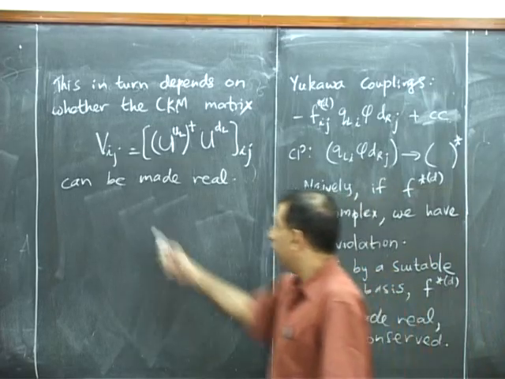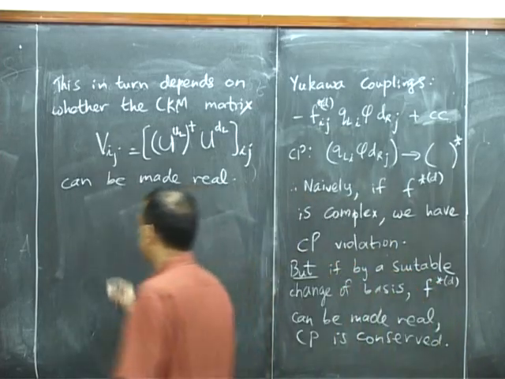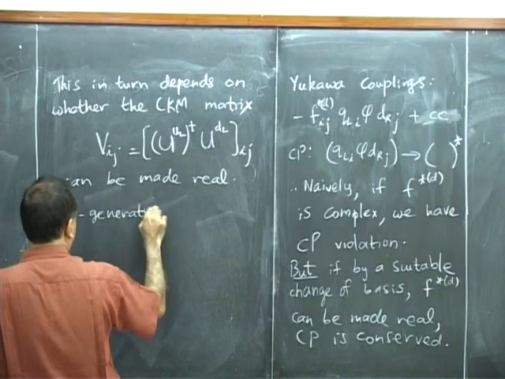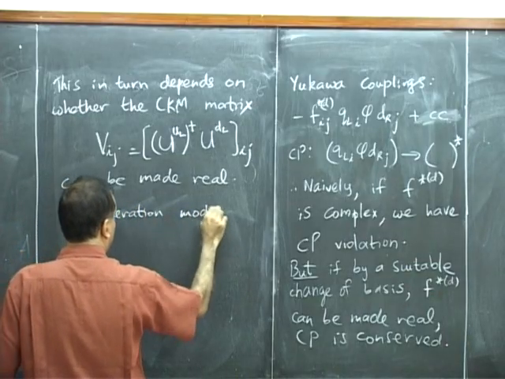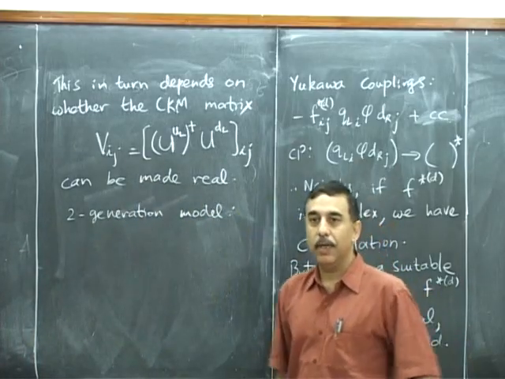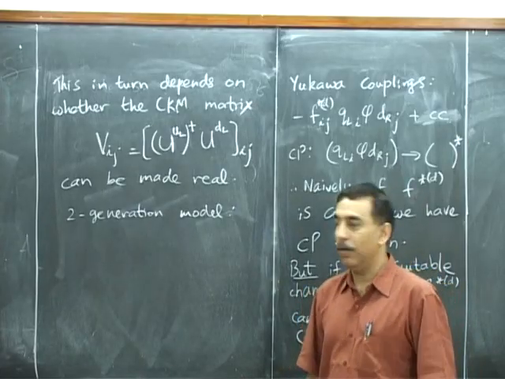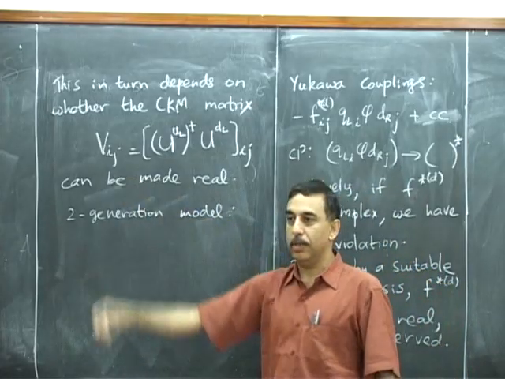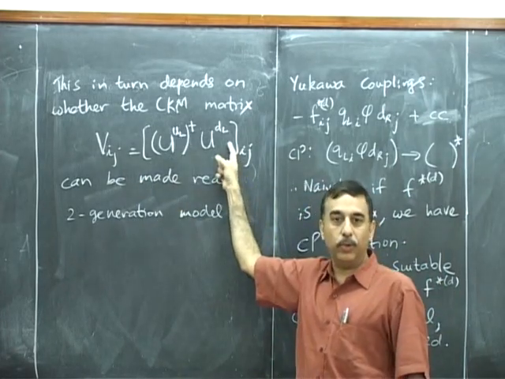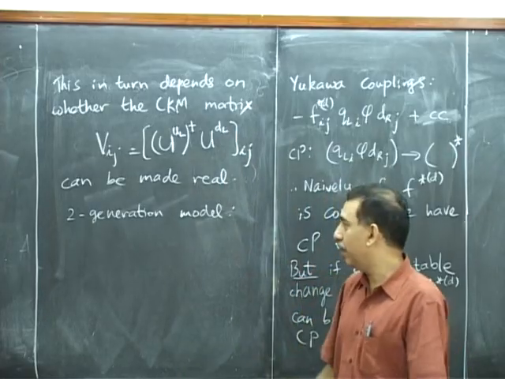So for that, you know that I and J go from 1 to 3 because we have 3 generations, but we'll take a 2-generation model first. And instead of bothering to write out V in terms of all these matrices, we'll just make the most general parameterization of a 2x2 unitary matrix. I hope it's clear from this that V is unitary. V is U1 dagger U2 for 2 unitary matrices. So V dagger is U2 dagger U1. You multiply it all out to get 1.